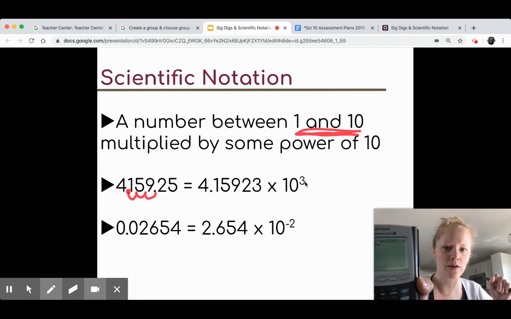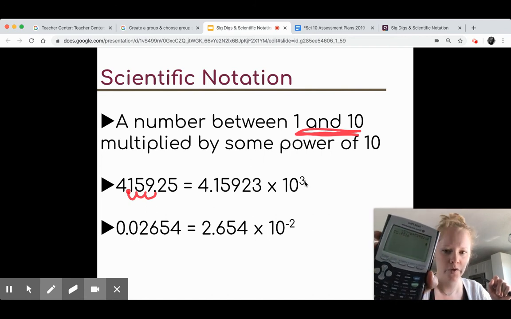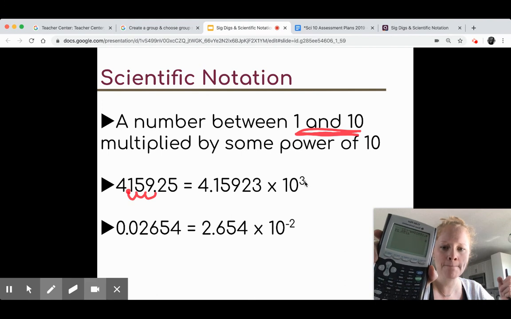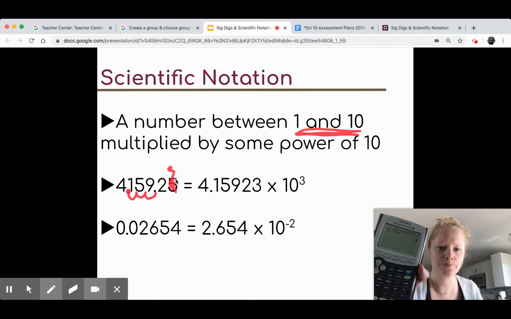And that gives me 4,159.2. Oh, there's a number mistake. 3. Okay, that's a 3.